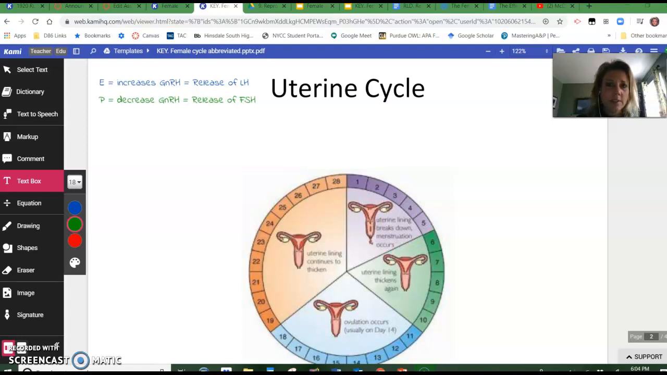Okay, anatomy students, this is the last one of this little series. These are notes on the uterine cycle. So let's begin.